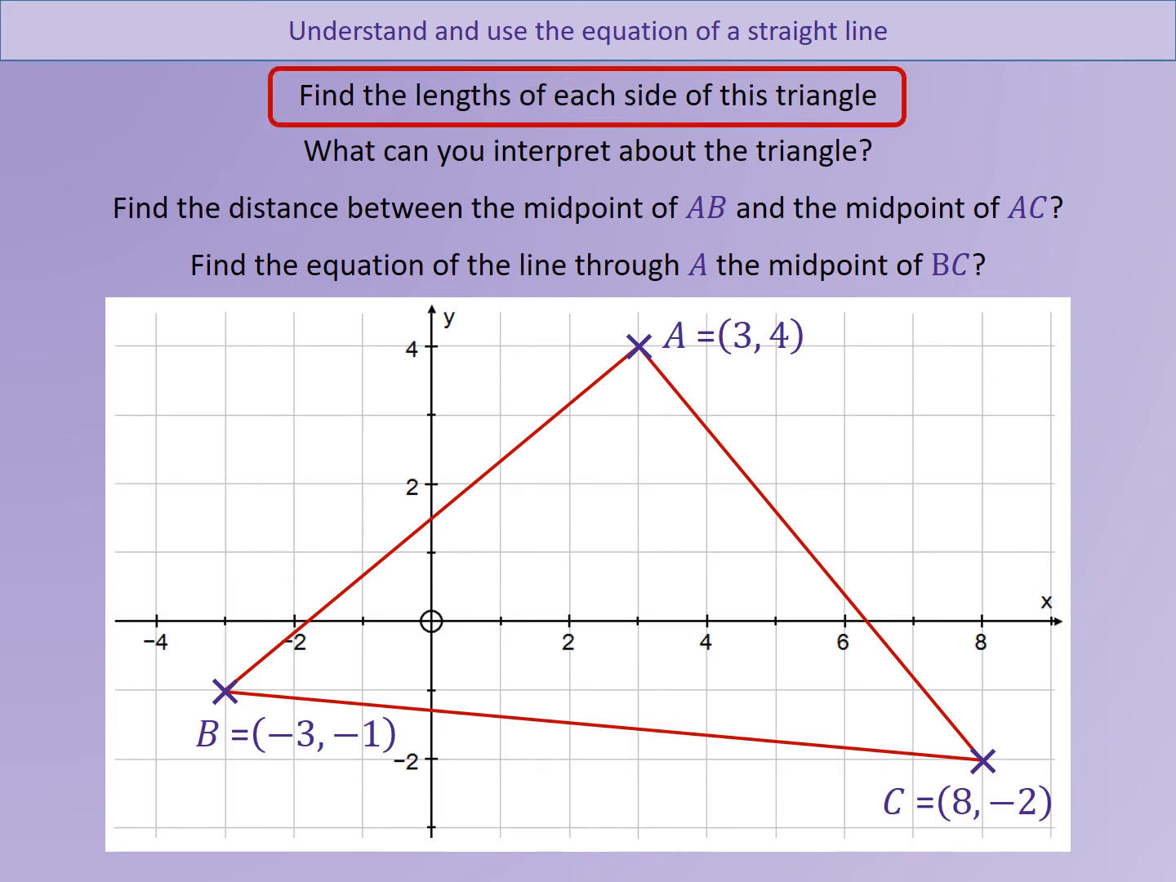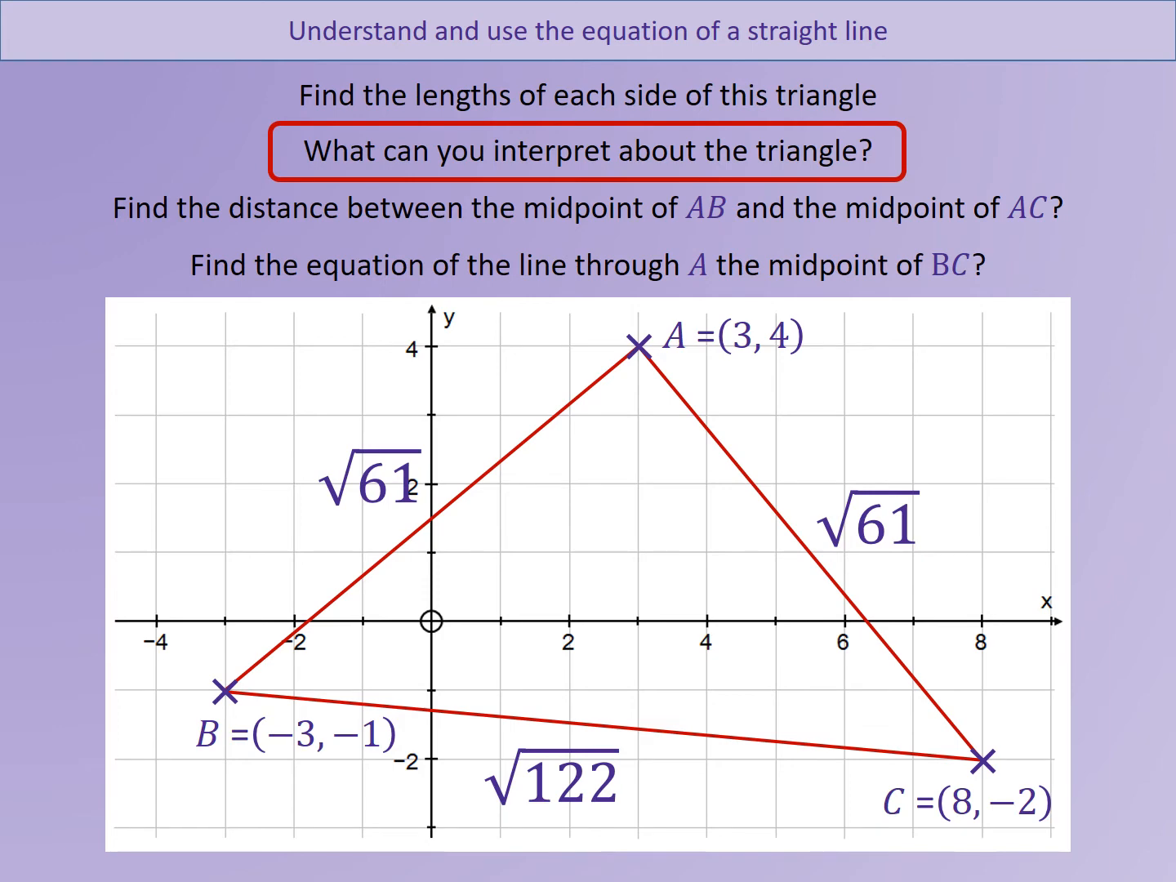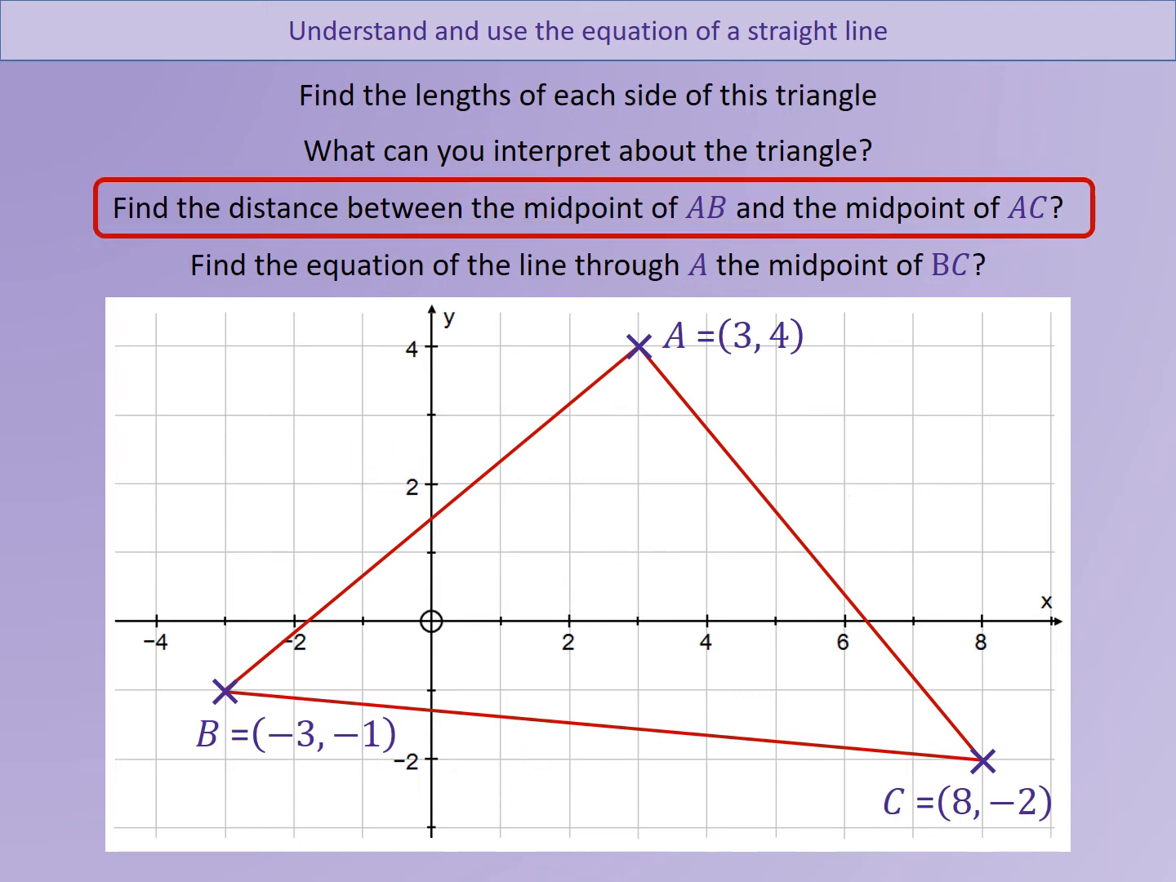So first of all, lengths of sides. So you should find that the length between A and C is root 61, as it is with AB as well. And the length of BC is the square root of 122. From that, what can you tell me about the triangle? Well, 2 sides are the same length, 1 side is different, so you can say that the triangle is isosceles.